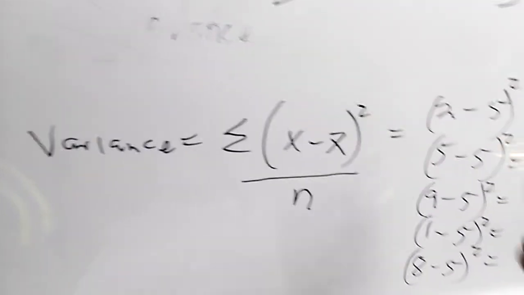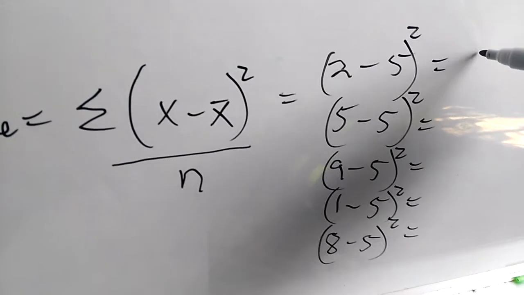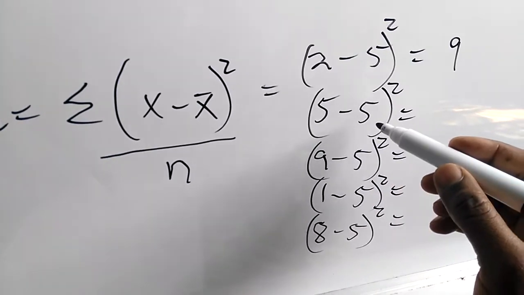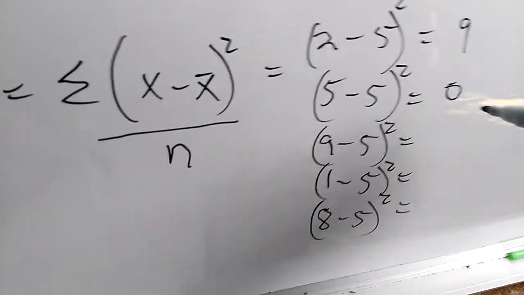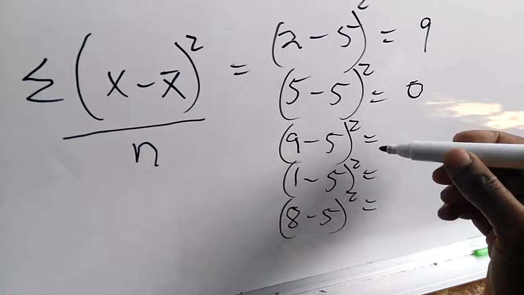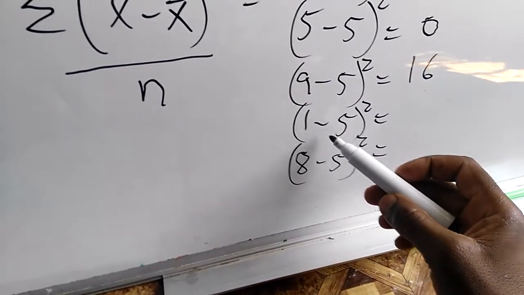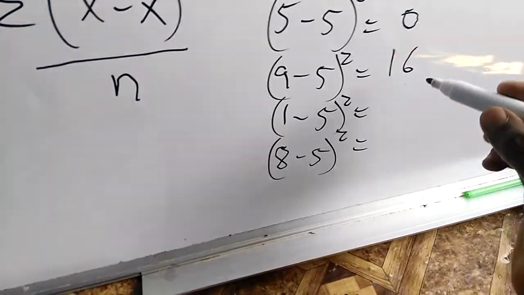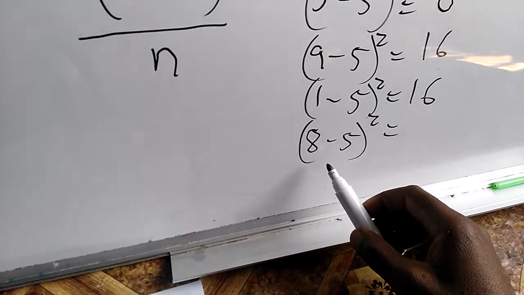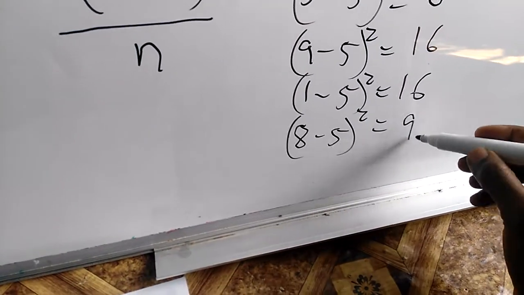And then, you know that 2 take away 5 is a negative 3. And then when we square, we get our 9. There were 5, we take away 5 squared, it will still be nothing. 9 take away 5 is 4 squared, we get our 16. 1 take away 5, a negative 4 squared. Remember here, there will be a negative of a negative. 8 take away 5 is 3. Squared, we'll have our 9.